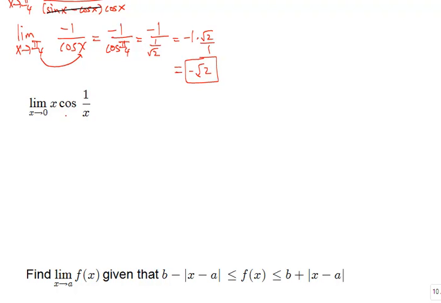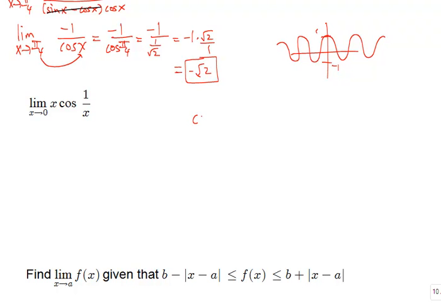And in order to use the squeeze theorem, I need to set up some sort of triple inequality. And here's the one thing that we know about the cosine function. Cosine, you all know what the graph of cosine looks like, hopefully. It looks like this. What is cosine always bounded between? It always is between -1 and +1.